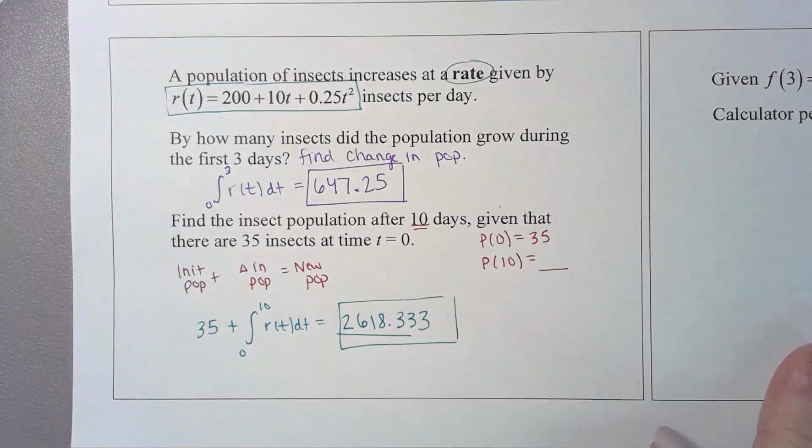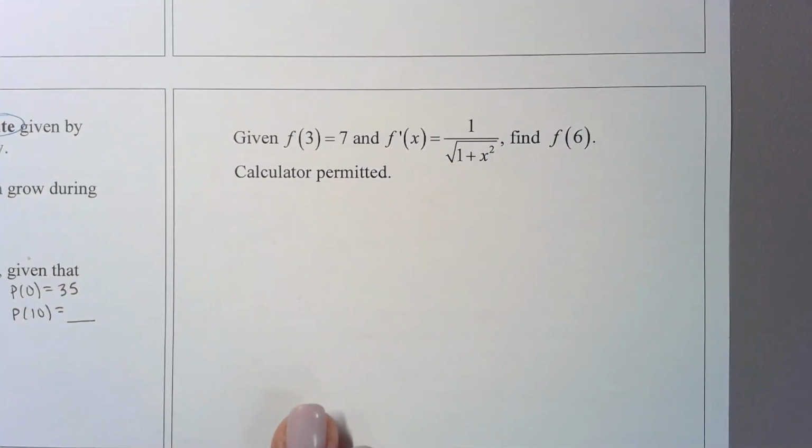Good. Let's take a look at the next one. So this says f of 3 equals 7, and f prime of x is 1 over the square root of 1 plus x squared. Find f of 6.